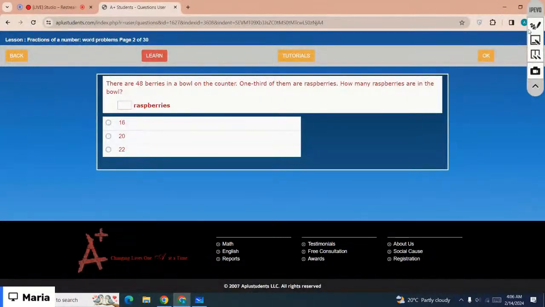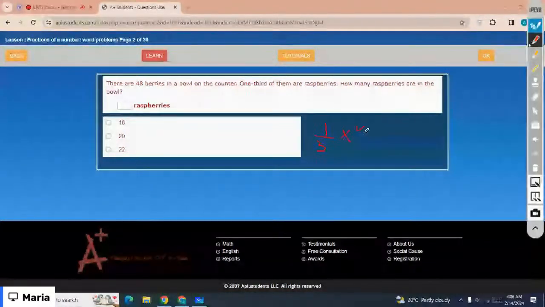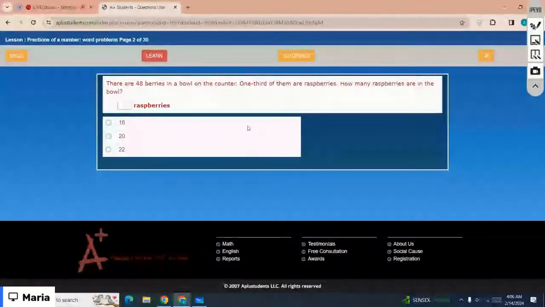You have to calculate one third of 48, right? That means you need to do 1 by 3 times 48, right? So 48 times 1 is 48. You have to divide it by 3. So 48 divided by 3 equals 16. There are 16 raspberries in the bowl. Got it? The correct option is 16.